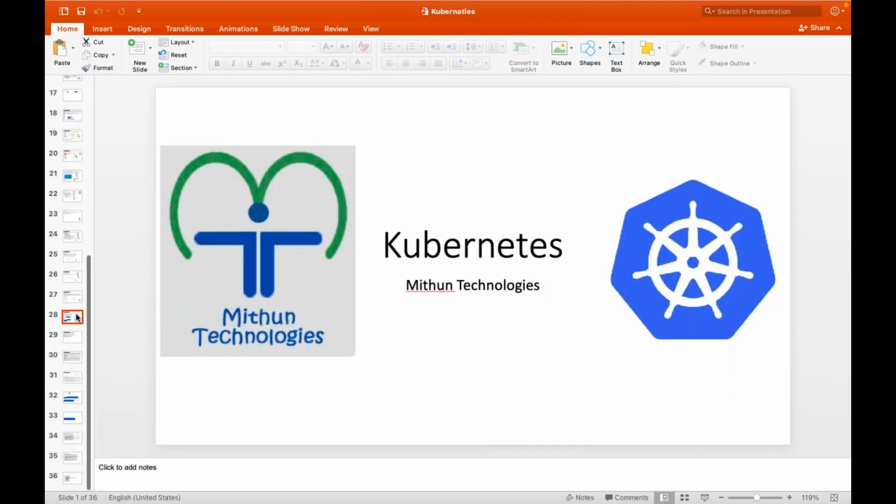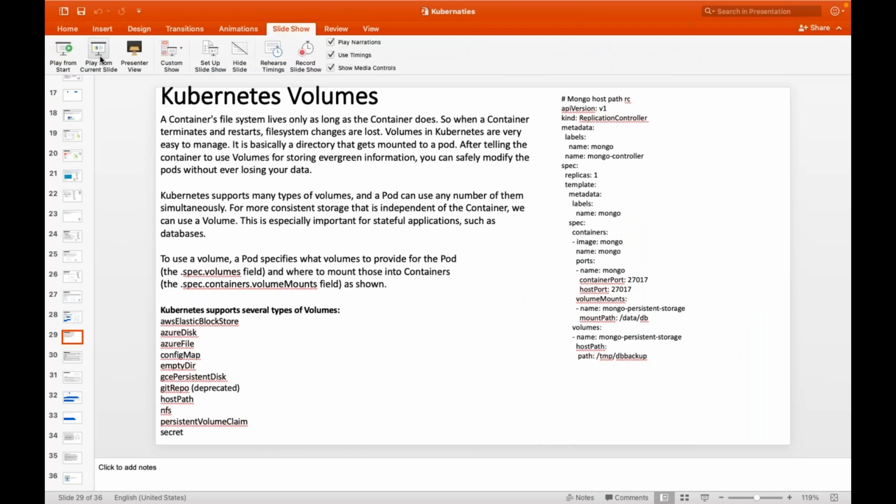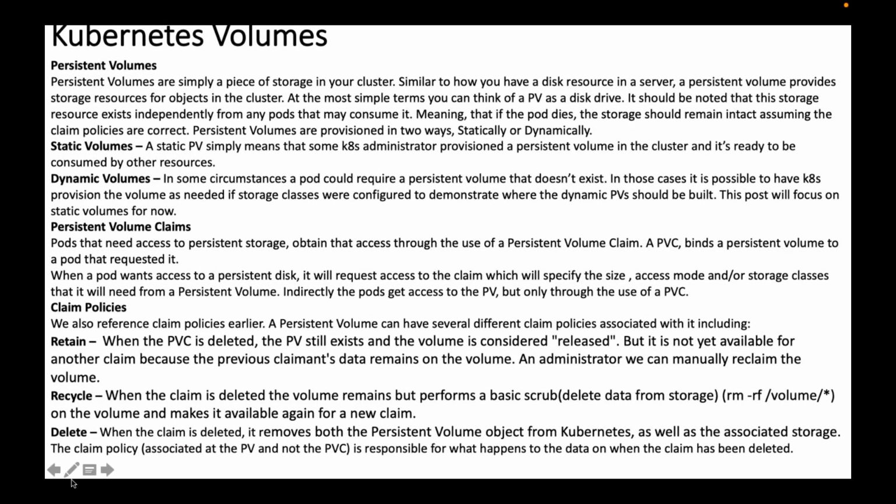Instead of using volumes like this directly, Kubernetes recommends using persistent volumes, and we can use that volume from our pods using a persistent volume claim. So what is that persistent volume? A persistent volume is again a piece of storage, a disk in the cluster, basically a disk.